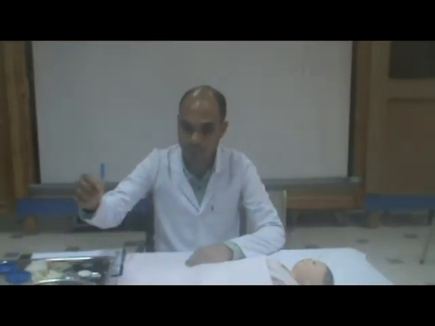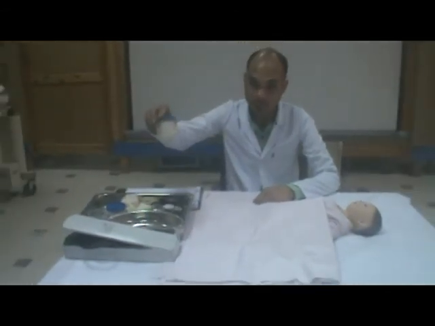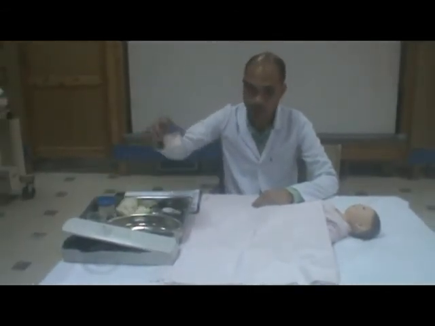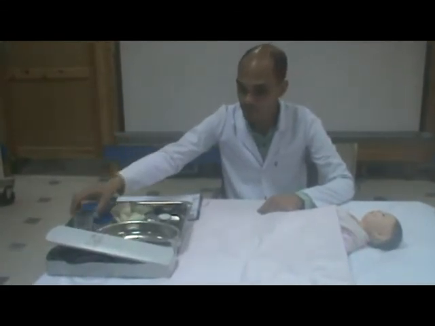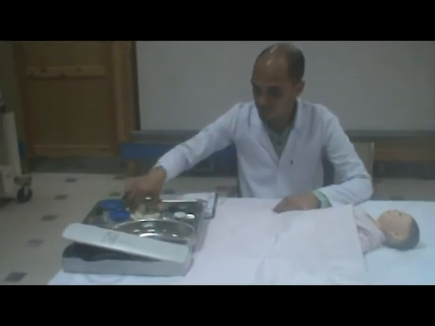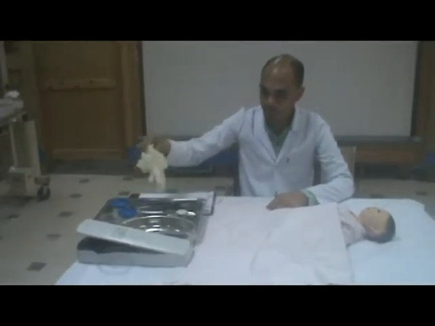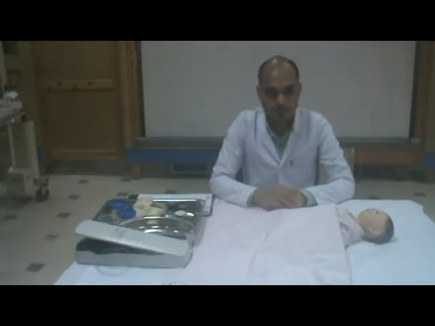Equipment: thermometer, cotton with alcohol, dry cotton, container for waste, water soluble lubricant, non-sterile gloves, water soluble jelly. Now look at your procedure book to see types of thermometer.